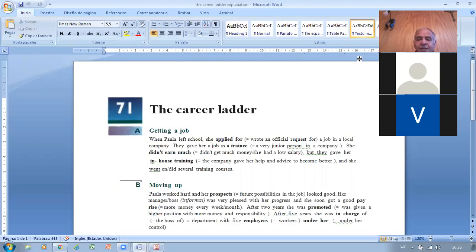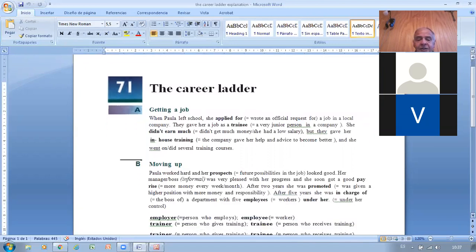So first you apply for the job, you are a trainee, you don't get much money, but you receive training. Then your prospects become better, and you receive a pay rise because you are doing a good job. Then you can be promoted. And after some years, you become a boss and you are in charge of other people, other employees or workers. That is the idea. Continue.